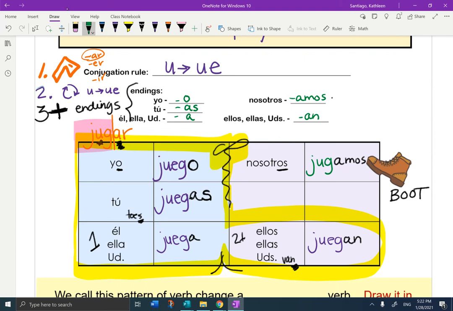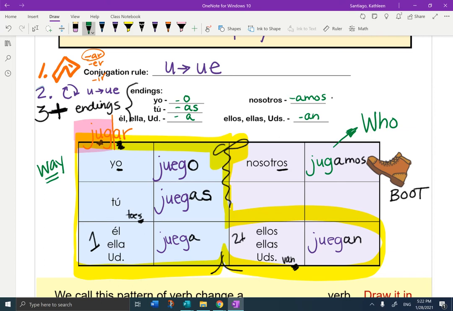So J-U-E-G is like the saying way. Okay, so we're saying wego, wegas, wega, wegan. When we get up to here in the nosotros form, the J-U-G is like saying who, jugamos. Okay, so wego, wegas, wega, jugamos, wegan.